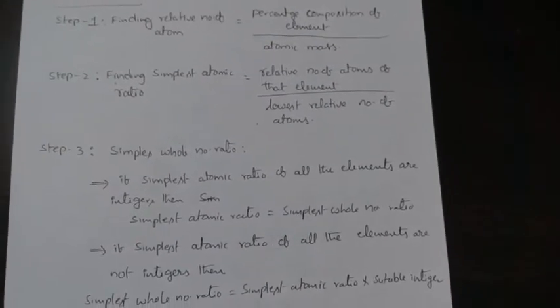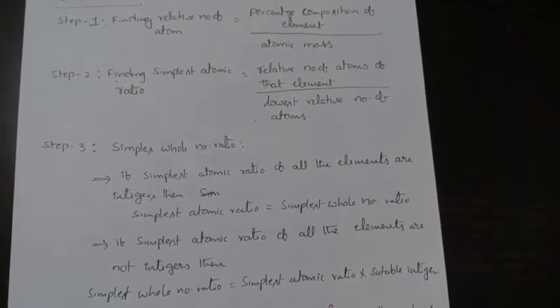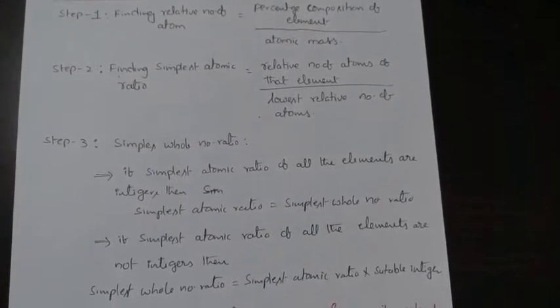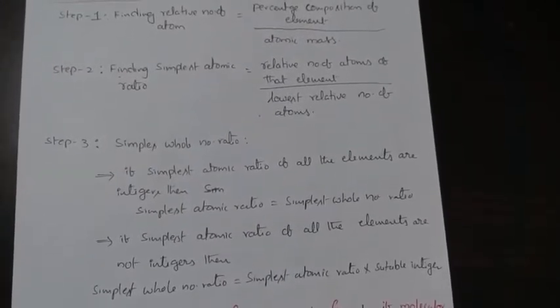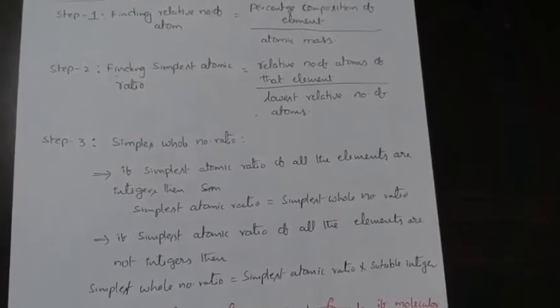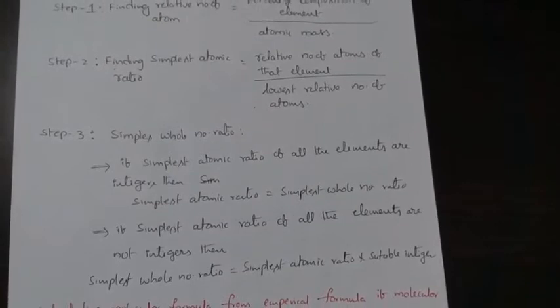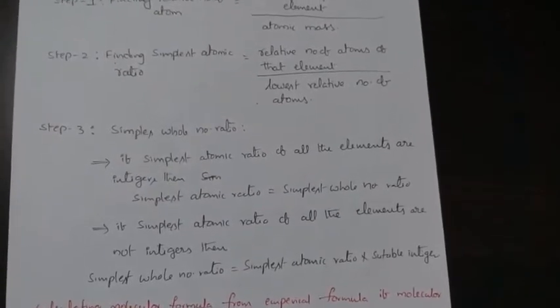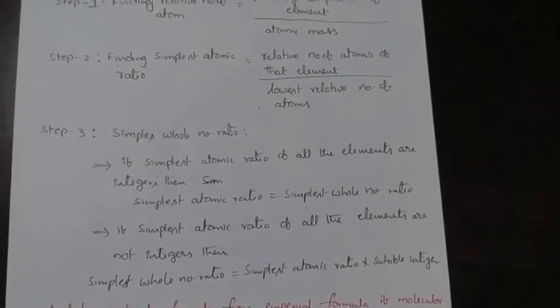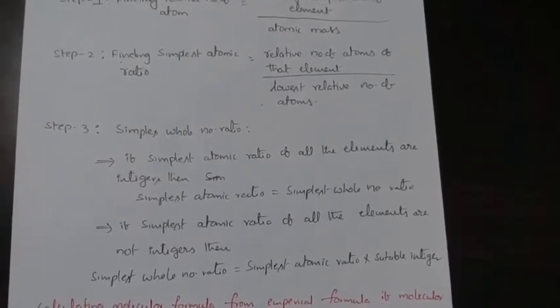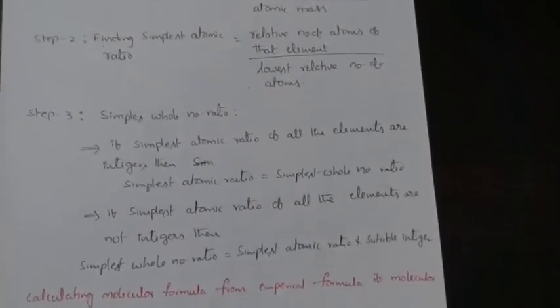So these are the 3 steps to find the empirical formula of a compound from its percentage composition of the elements. First step is finding the relative number of atoms. Second step is finding the simplest atomic ratio. Third step is the simplest whole number ratio. By using the simplest whole number ratio, we can get the empirical formula.